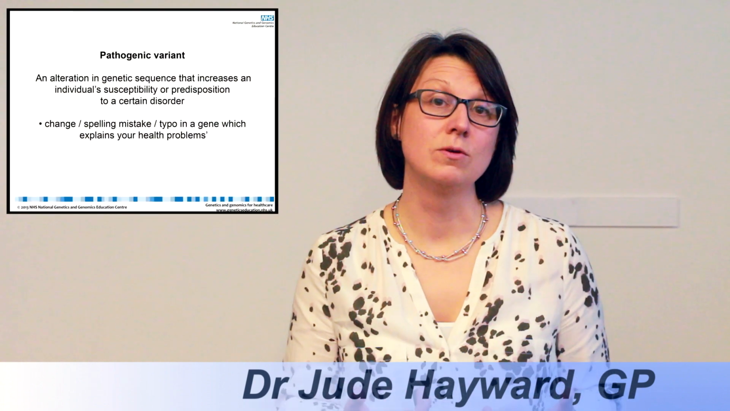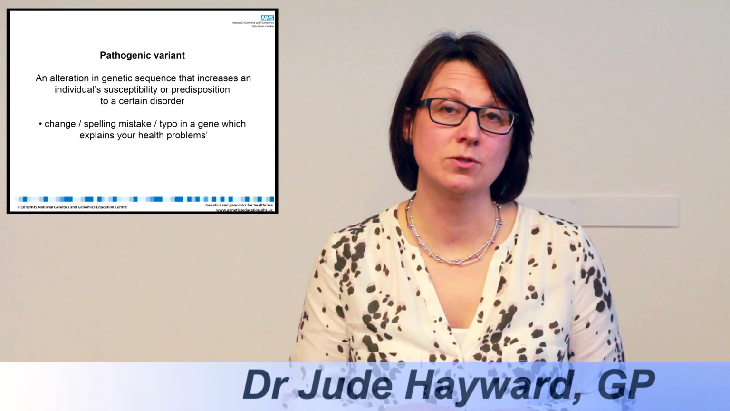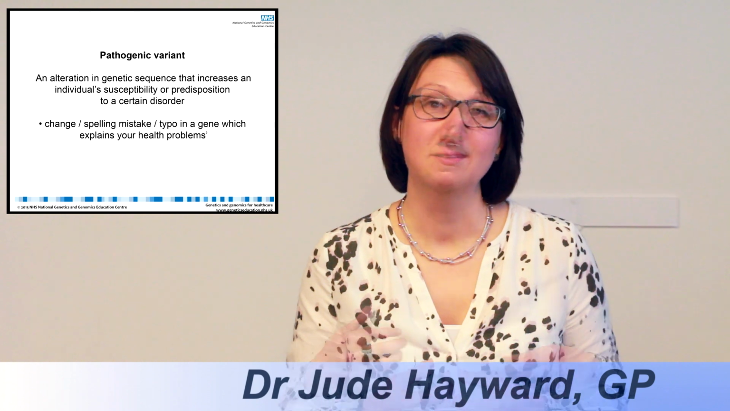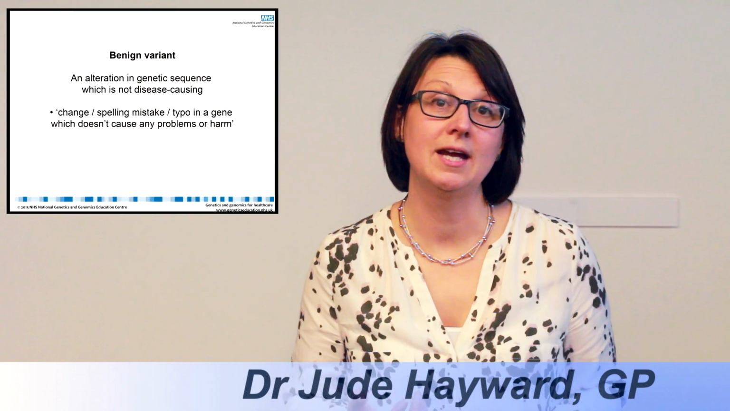There may be a variant, or a spelling mistake, that's known as a pathogenic variant. This variant generally does go on to cause health problems or a genetic condition. A variant may cause no problems at all. It may not affect the instruction of the gene or the way that it works, and in this case it's called a benign variant, and it doesn't cause any health problems.